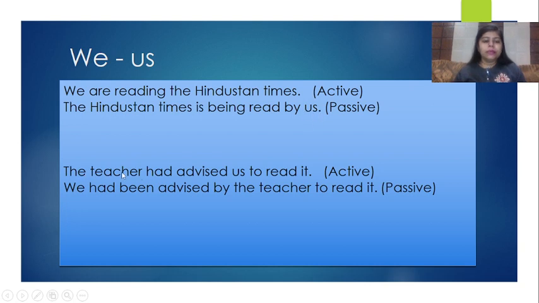Right, one more example, the teacher had advised us to read it. So you can see us is here, so we are simply going to change into we. We had been advised by the teacher to read it. Again I'm telling you if you have not seen part 1, so please go through it, because in that part I have explained how do we change active form into passive form according to tenses, right?